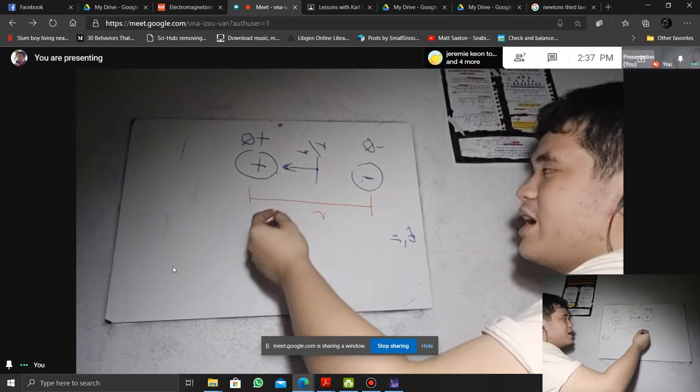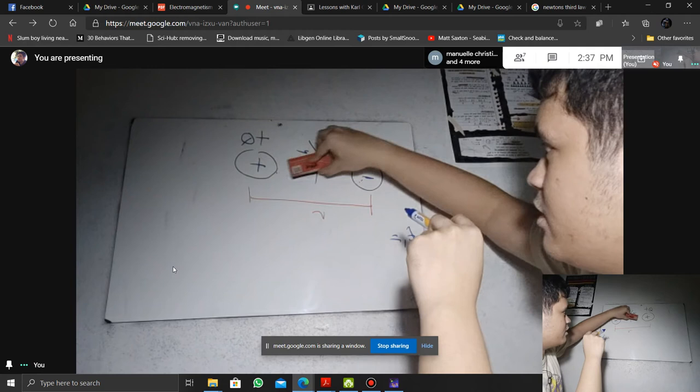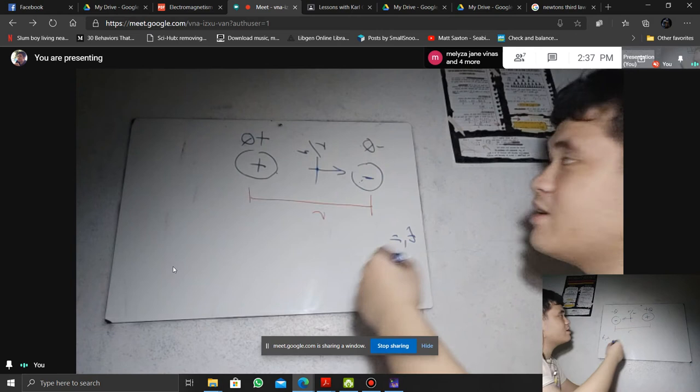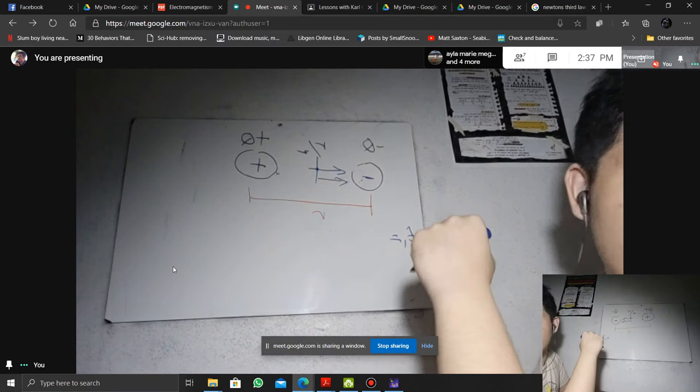Sorry. Electric field due to the negative charge is here. Kasi it attracts, no? Tapos, electric field due to the positive is also here. Ayan, nakuha. Tama, di ba? So, ngayon, let's determine the total electric field.